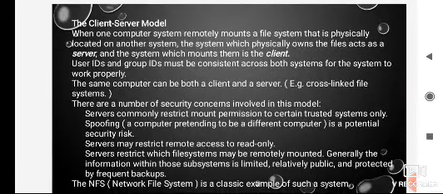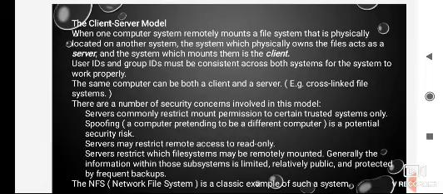The client-server model. When one computer system remotely mounts a file system that is physically located on another system, the system which physically owns the files acts as a server, and the system which mounts them is the client. The user IDs and the group IDs must be consistent across both systems for the system to work properly. The same computer can be both a client and a server.